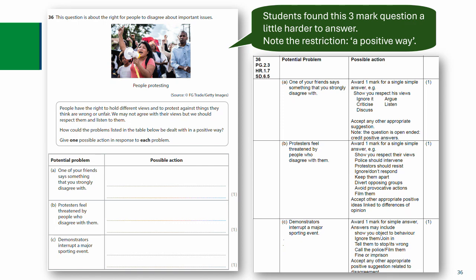The idea that you could just politely ignore, you could discuss or criticise their views, but in a constructive way. You could listen to them, you could argue with them. Any of those would be fine. Protesters feel threatened by people who disagree with them. Ideally, we're looking for a positive response about respecting the other people's views nonetheless, avoiding provocative actions. They could also say as an answer that the police might be invited to intervene to make sure things don't get out of hand. And finally, demonstrators interrupt a major sporting event, a whole range of possible suggestions then. And you can see some of the answers that were credited there.